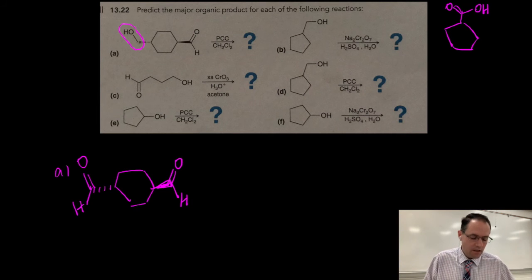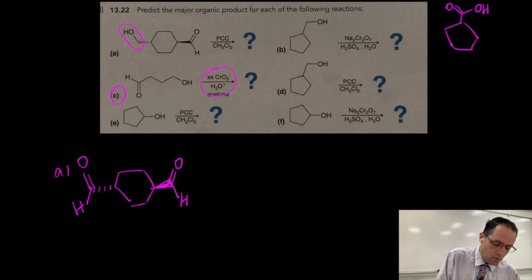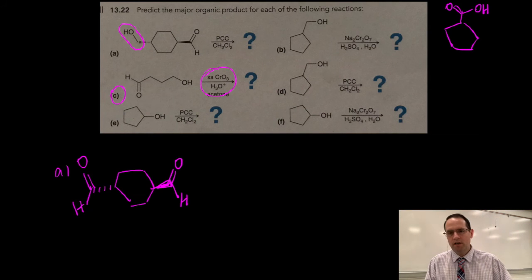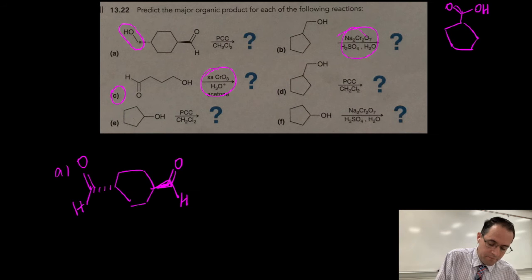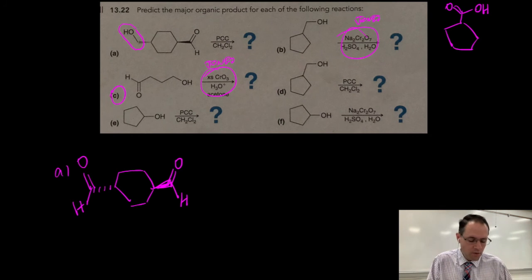Okay. In letter C, we're adding excess chromium trioxide and H3O+. That's the same thing as Jones, okay? This is a Jones oxidation. You're just starting with different chemicals. So Jones oxidation, remember, oxidizes alcohols all the way to the carboxylic acid because the intermediate aldehyde just keeps reacting.